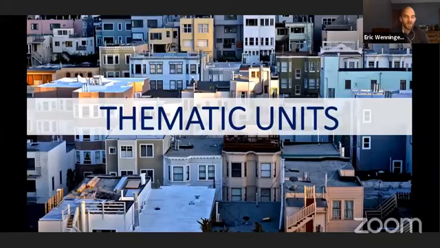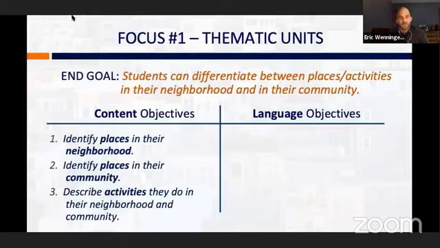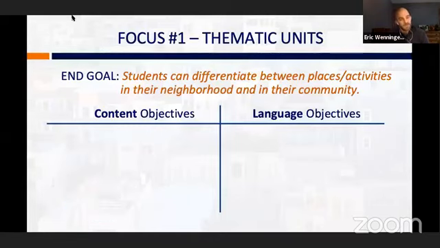So we'll take a look at an example of a thematic unit. All of these examples, by the way, are things that I've done with my students in my classrooms over the years. So when I was an English teacher of a beginning level class, one of the themes that we talked about was community. And so I had a couple different end goals, but here's one of them. Students can differentiate between places and activities in their neighborhood and in their community. So this is a concept that I wanted my students to understand.